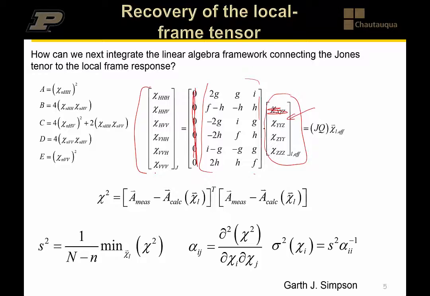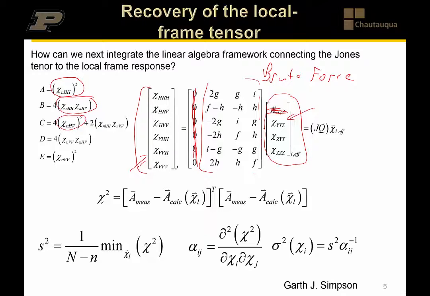And the answer is that there's no simple, great way to do it except brute force. The reason it's a challenge is that we can't do a simple linear inversion like we could before, because all of these scale non-linearly with the tensor elements. So we have a quadratic dependence between the elements in the Jones tensor and the coefficients, these A through E polynomial coefficients. So there is no way to linearly invert that because of this nonlinear quadratic scaling.